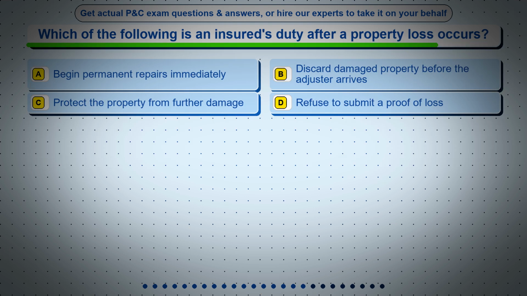Which of the following is an insured's duty after a property loss occurs? Option A, begin permanent repairs immediately. Option B, discard damaged property before the adjuster arrives. Option C, protect the property from further damage. Option D, refuse to submit a proof of loss.